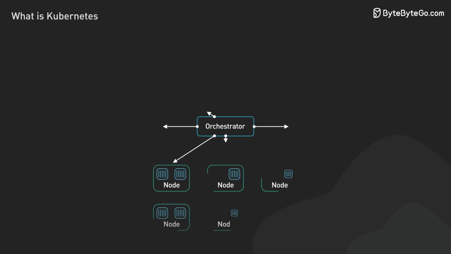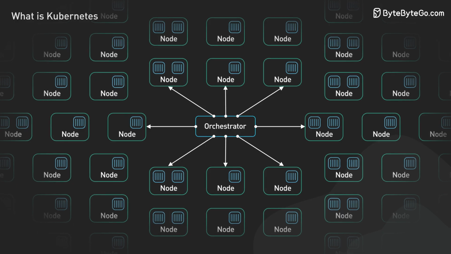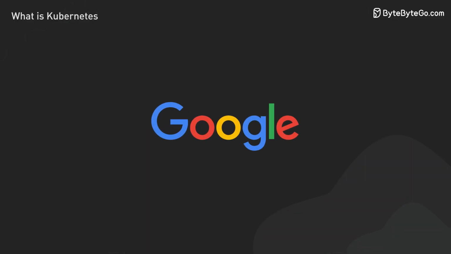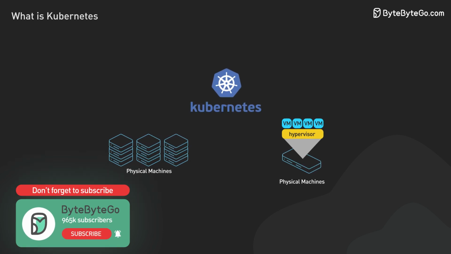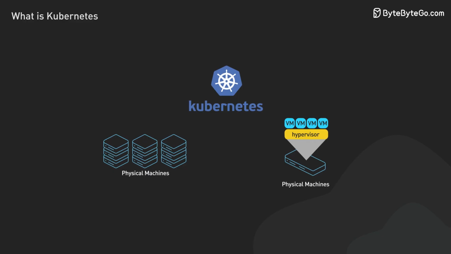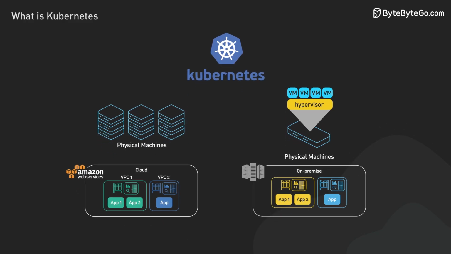Think of it as a conductor for your applications, especially those composed of hundreds or even thousands of individual containerized components. Originally created by Google, Kubernetes is a popular solution for managing complex distributed applications across various environments, from physical machines to virtual ones, and from on-premise setups to cloud platforms.